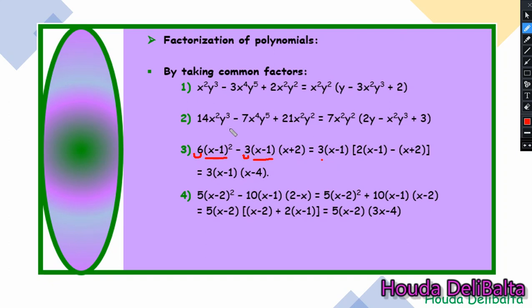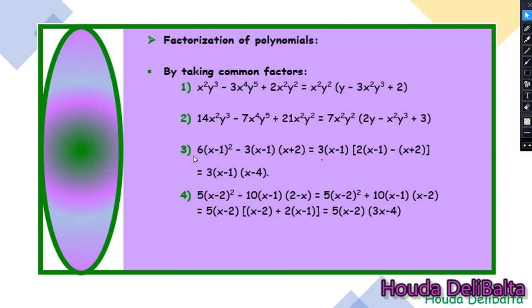So notice, this is one block separated by a minus, and this is the second block. So I search for commons among these blocks, okay? So this is alone and this is alone, and I search for the commons among these. Now I will get 3 outside as I told you, and x minus 1. What happens inside? Let's see what happens inside.